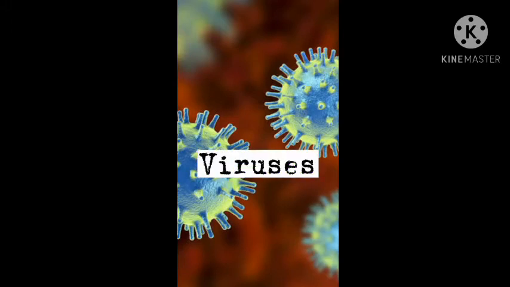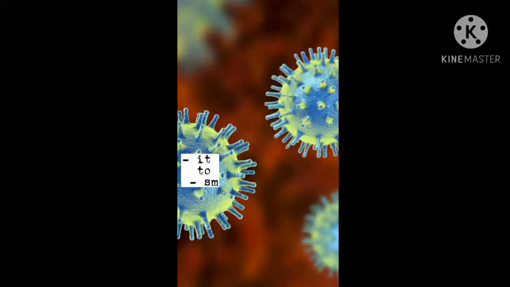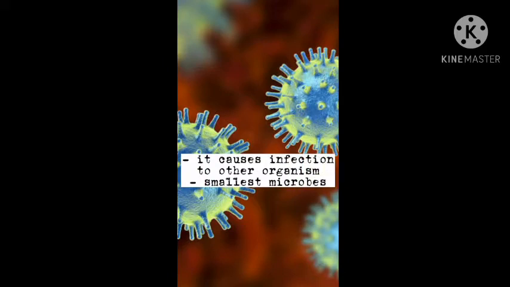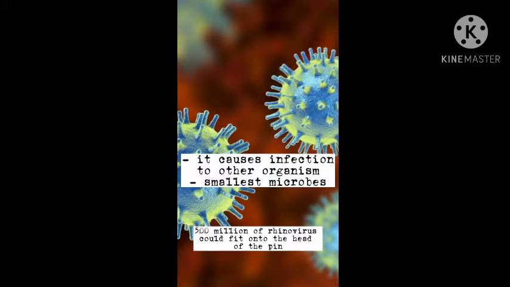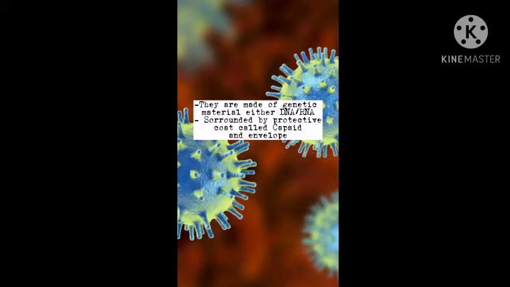Next are viruses. Viruses include influenza, and rhinovirus, which is also known as the common cold. Viruses can cause infection in other organisms. They are considered the smallest of all microbes. They are so small that 500 million rhinoviruses could fit onto the head of a pin. They are made up of a core of genetic material, either DNA or RNA, surrounded by a protective coat called a capsid, which is made up of protein, and this protein is surrounded by an envelope.